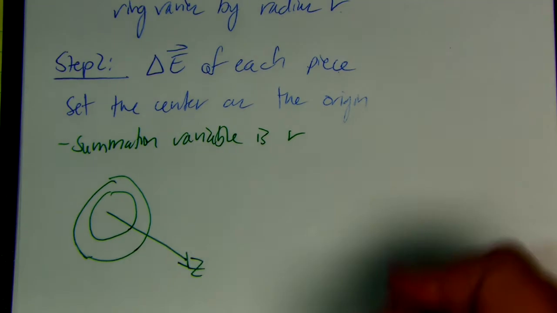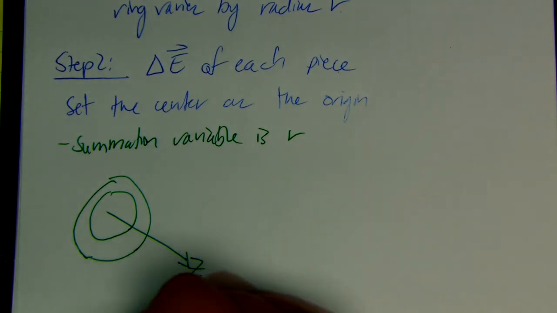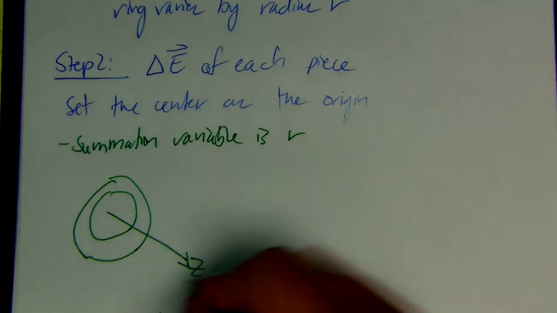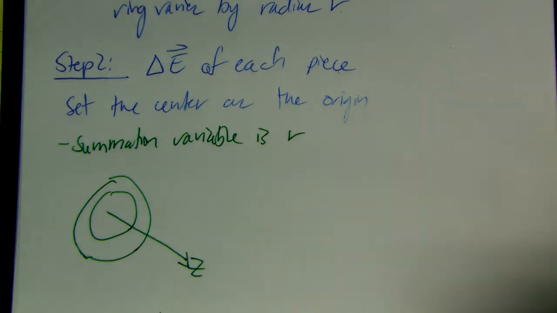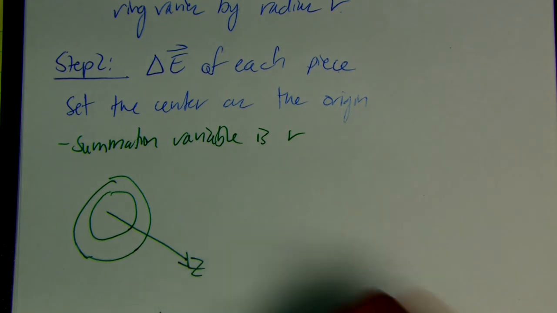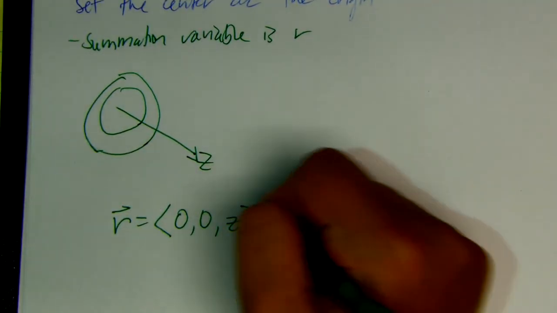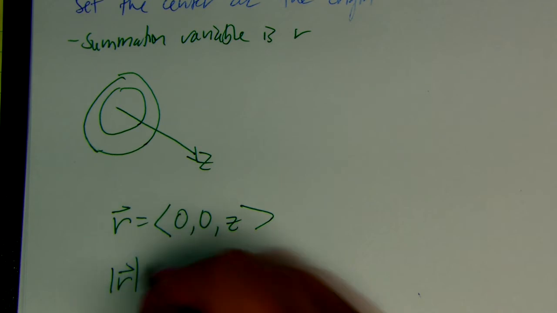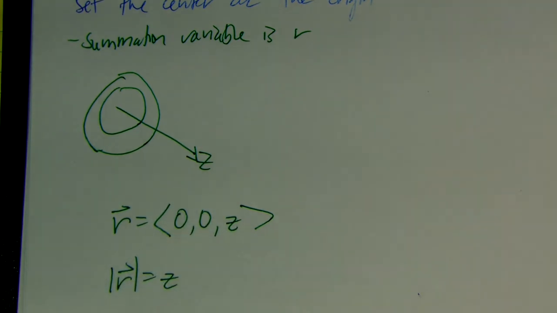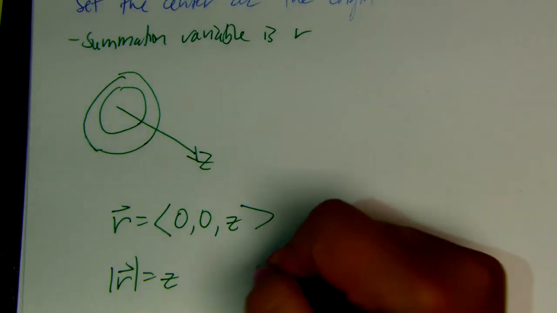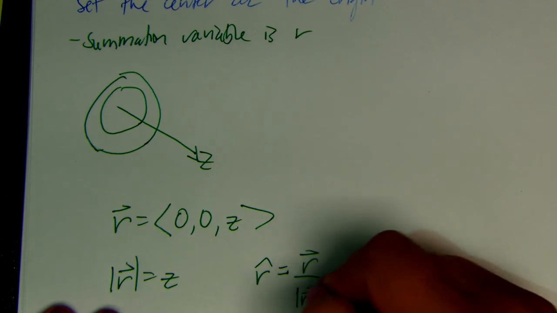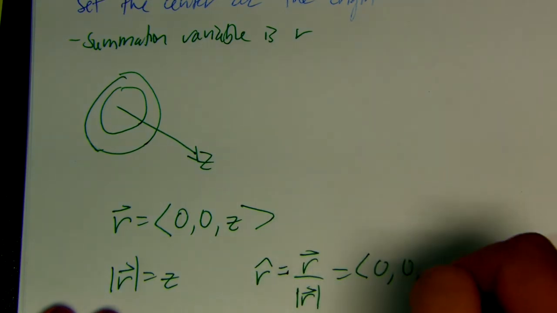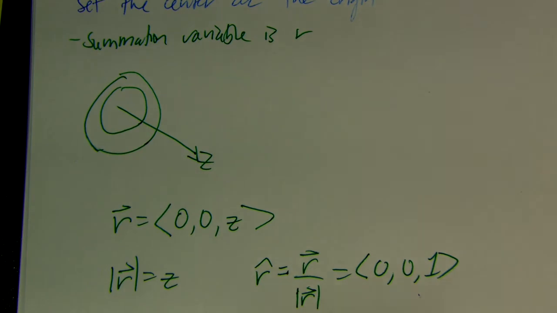Okay, so in this case, if our observation location is in Z and the center relative is just the origin, then our R vector is going to be 0, 0, and Z. And that means that the magnitude of R is equal to Z. And R hat is equal to R over R magnitude, which is 0, 0, 1. Exactly like you would expect.